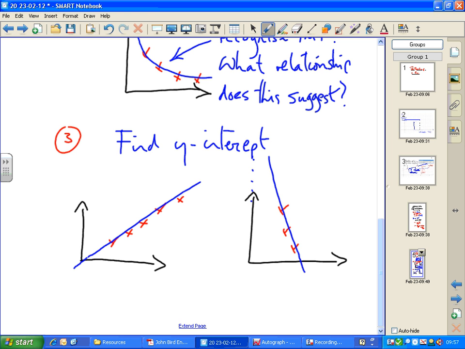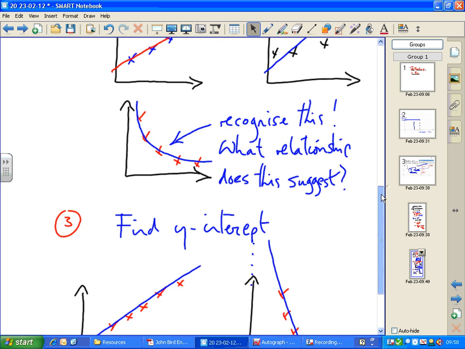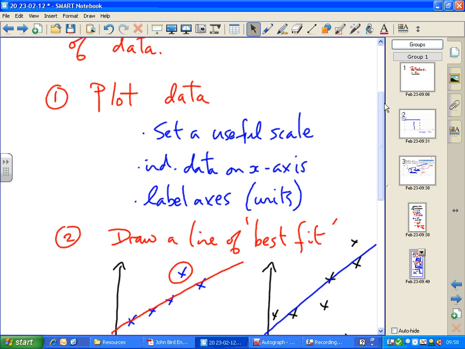So when you're setting your scale, going back to number 1, plotting the data and setting a useful scale, this idea of the useful scale, it might be worth allowing yourself room on the y-axis to extend the line up or down, so you can find the y-intercept. Okay?